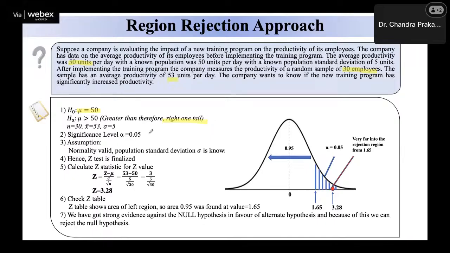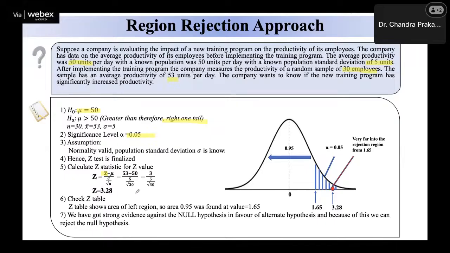And the significance factor we consider as 5, because the standard deviation is 5 units. So the assumption is normality is valid and the population standard deviation is known, so we can apply the Z test over here, right? We know the updated average productivity is now 53. Previously it was 50. The standard deviation was 5, and the number of samples is 30, right? So we come up with the value of Z as 3.28.